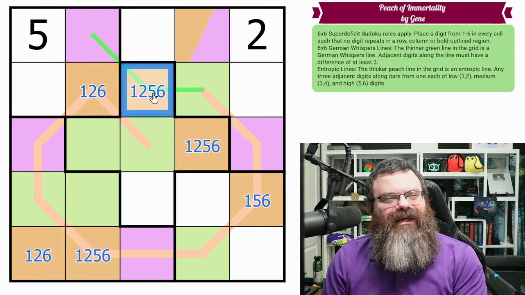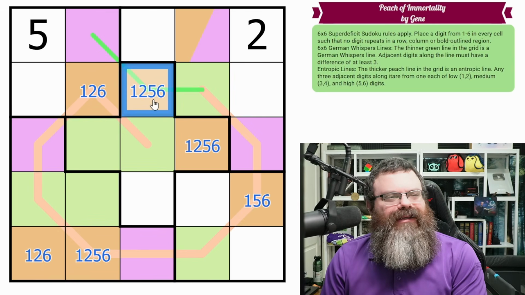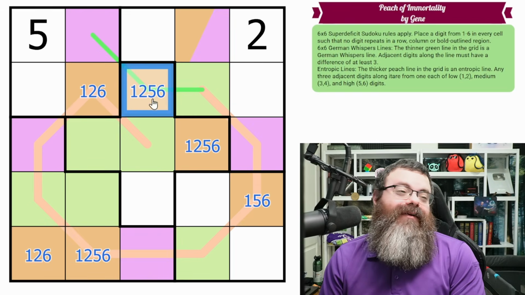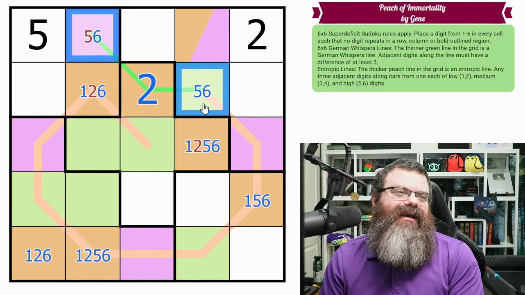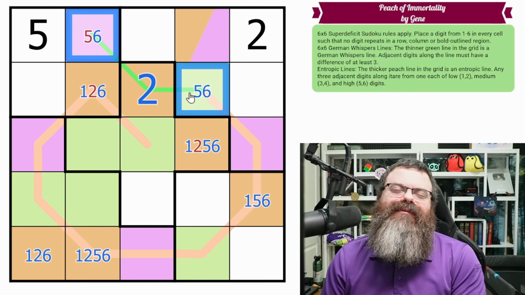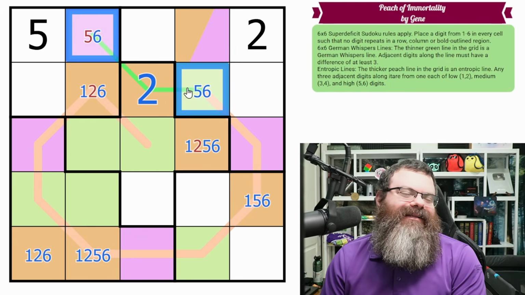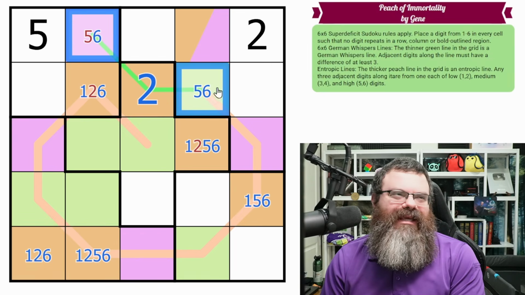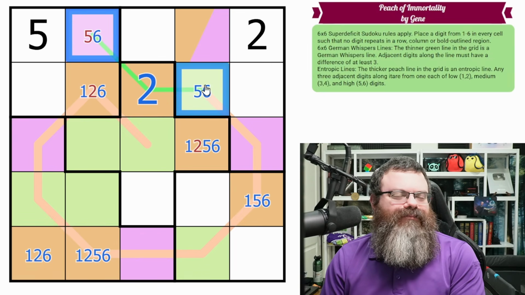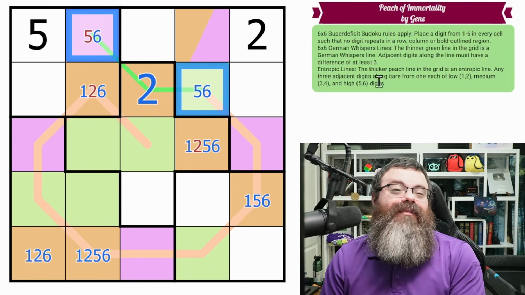Now we've got to be careful about these digits. So let's think about 2 for a second. 5 is symmetric with it. If this was 2, these have to be a 5, 6 pair. But the problem is 5 and 6 are both high digits in terms of the entropy. I know it's hard to talk about low, medium, high for the entropy and low, high for the German whisper, but bear with me here. These are overloaded terms to the nth degree. But anyway, a 5, 6 pair are both high entropy.